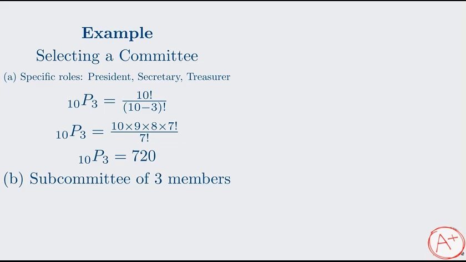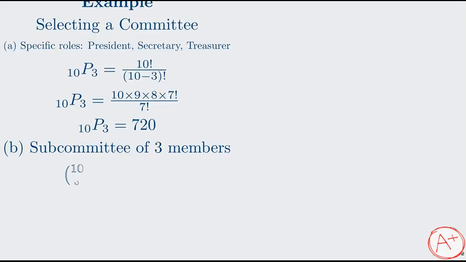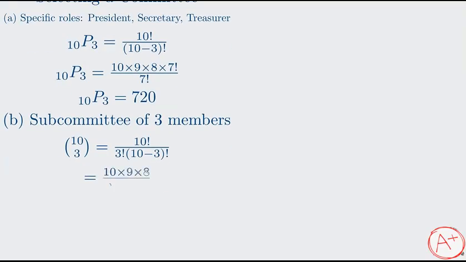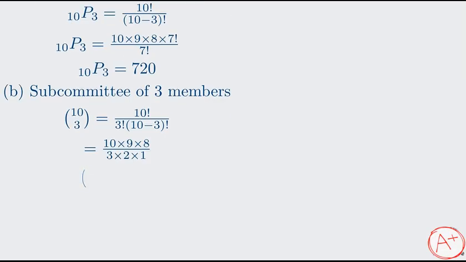Now, consider part B. We need to choose a subcommittee of 3 members. In this case, the members are equal. There are no specific roles. The order does not matter, so we use a combination. Notice how we divide the permutation result by 3 factorial, which is 6. This gives us 120 ways.